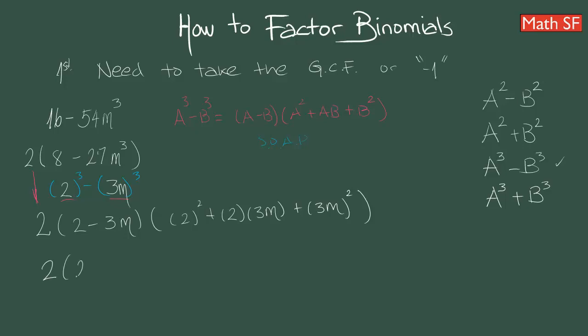2 minus 3m. Now 2 squared is going to be 4, plus 2 times 3 is 6m, plus 3 squared is 9, m squared is m squared, so that will be 9m squared. And now this will be our final answer, because these are all prime.